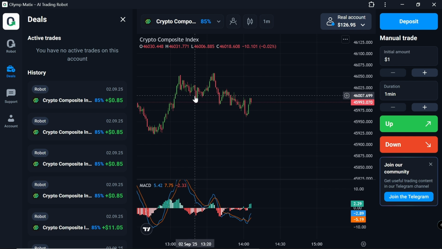So guys, the key takeaways are: 1, identify the zones, right? 2, confirm with the MACD, and then let the robot handle the trades. No stress, just systematic trading. You know what I'm saying?